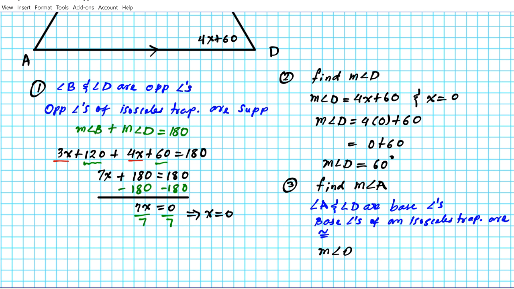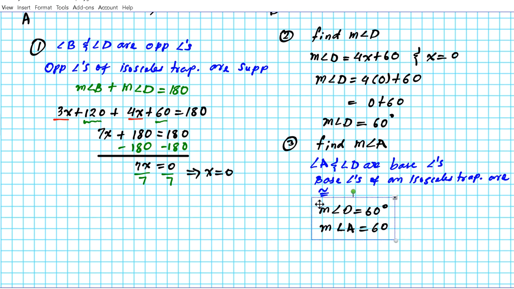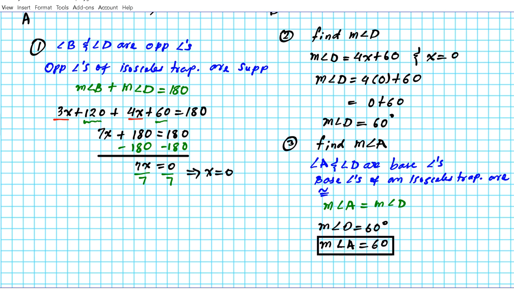Okay, so if the measure of angle D is equal to 60 degrees, then it automatically follows that the measure of angle A is also equal to 60 degrees. Okay, so I didn't write down the formula, so let me pull this down and write it down. So the formula that we can state in this particular case, since they're congruent, is that the measure of angle A is equal to the measure of angle D, since they're base angles. And then since D is 60, it automatically follows that A is 60 also. That's the answer to question number 5.